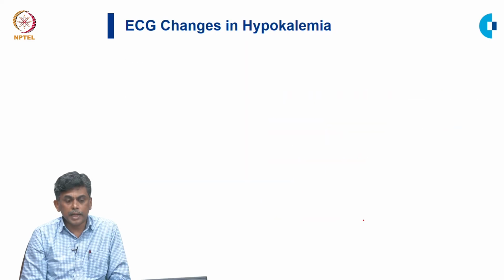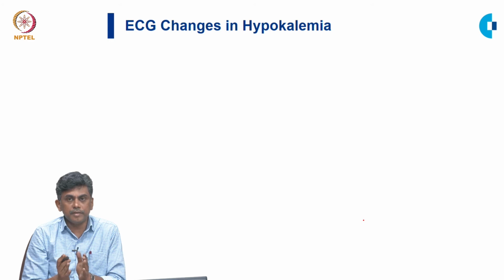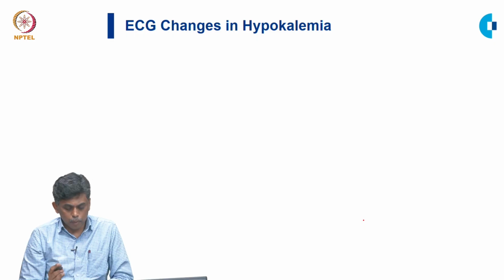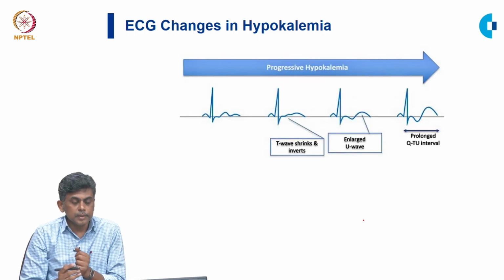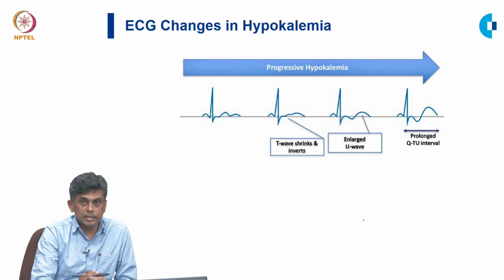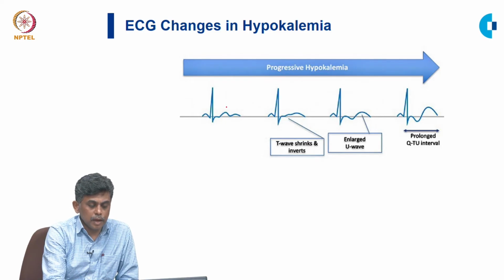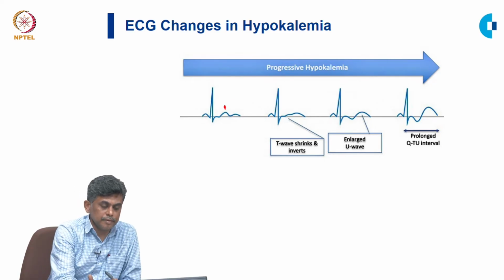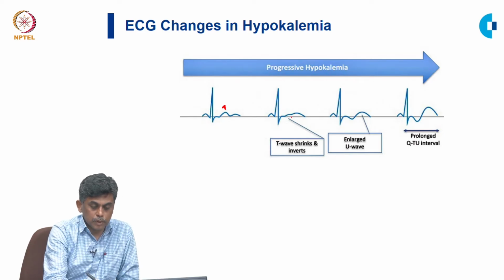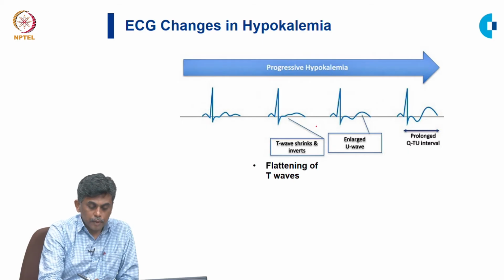Now we will go to hypokalemia. What is hypokalemia? Low potassium. So normal potassium is 3.5 to 5. Here it will be less than 3.5, and you know it is going to affect the T wave. Now what abnormality is it going to cause here? As the hypokalemia worsens, this is the T wave, and the T wave now shortens. The T wave is not seen well here, it's becoming less. The T wave shortens and it can even invert. This is called flattening of T waves, and it can even invert.